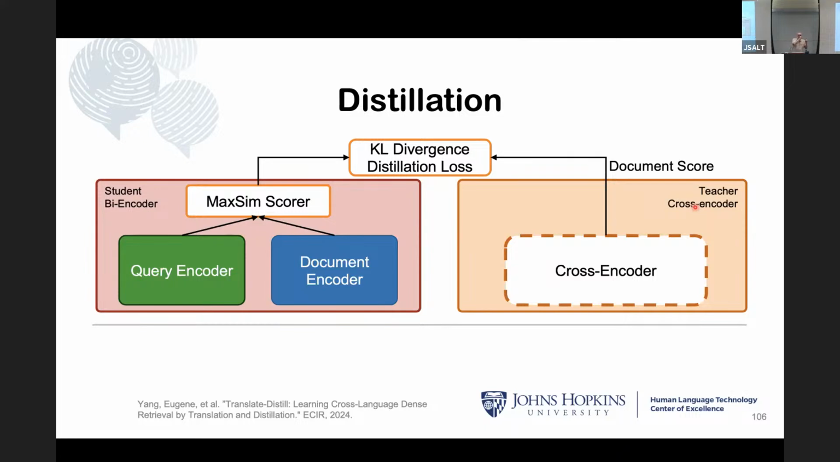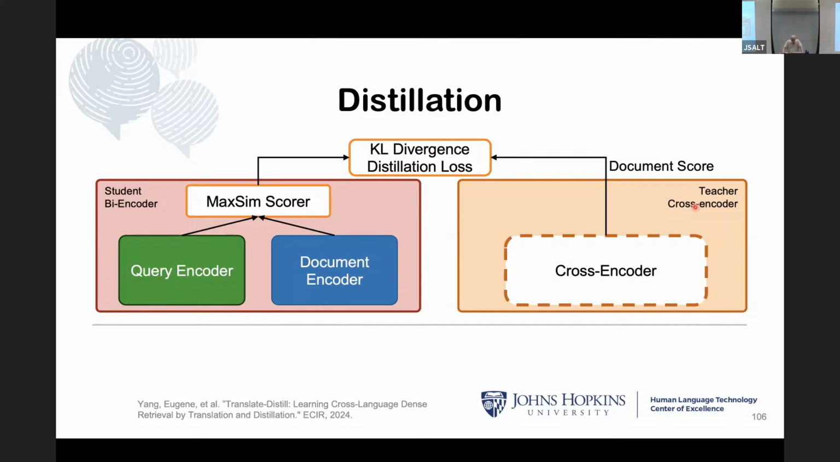Use as your loss function the KL divergence between the scores you're assigning to this set of documents and the scores that the teacher assigned to it. And you try to reduce the difference between those two. Okay, so this is a teacher-student approach, a distillation approach.